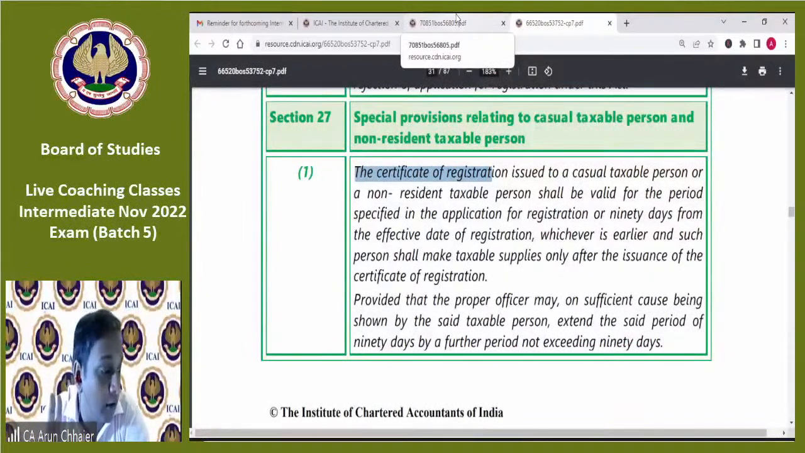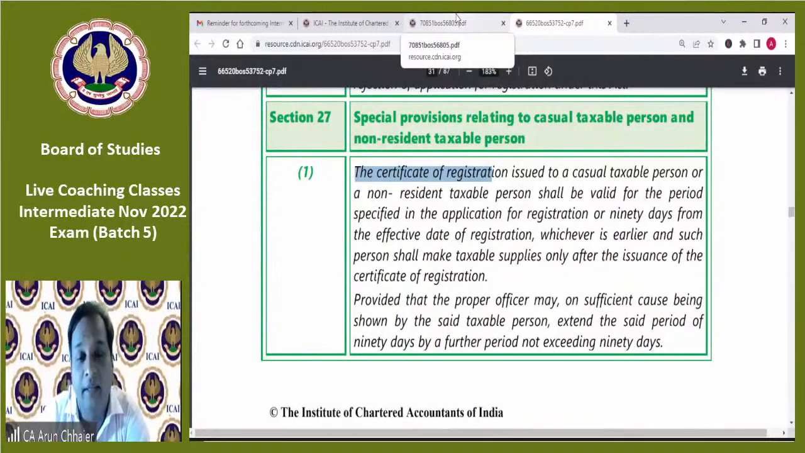Point number 2, whatever the advance tax liability on estimated basis I have to pay, then only registration would be granted. Point number 2, I have to pay the GST on advance. How I can estimate that how much I will make the supply? At the time of application, they are asking estimated turnover and estimated tax, which I need to pay.